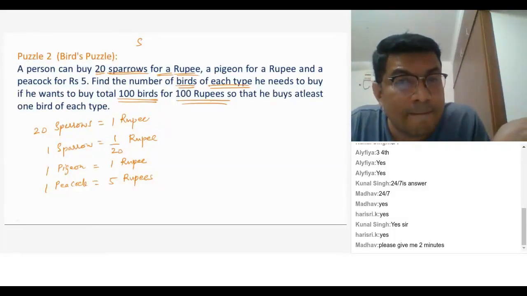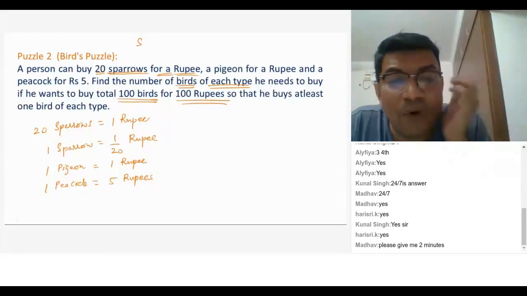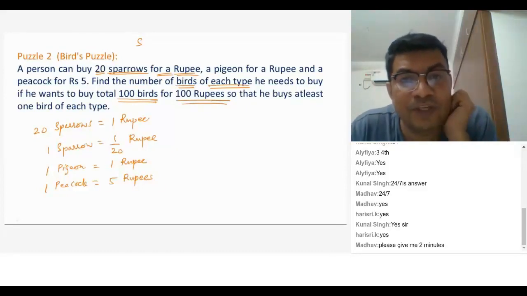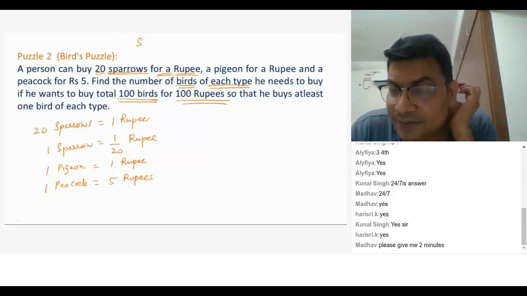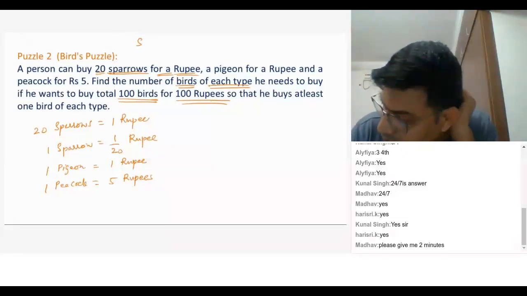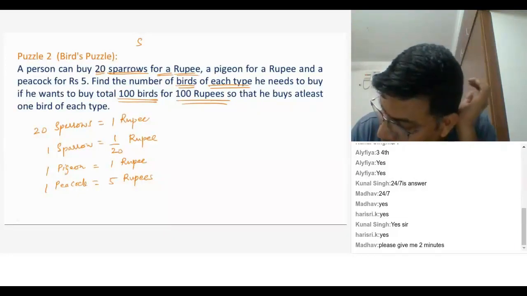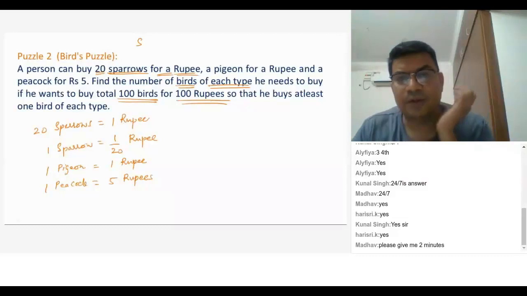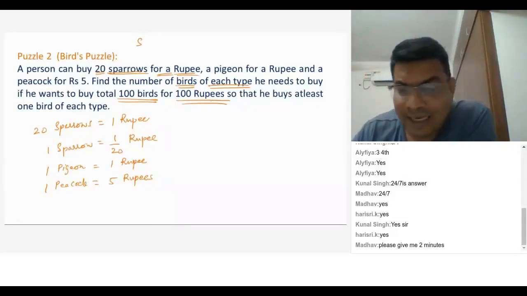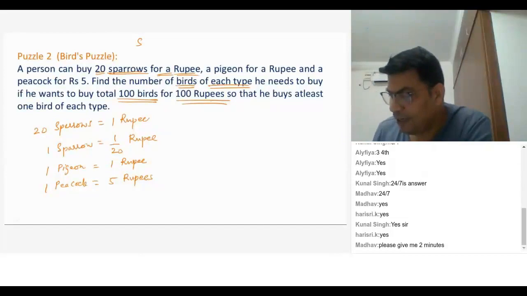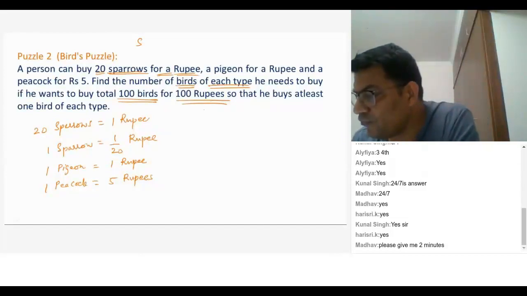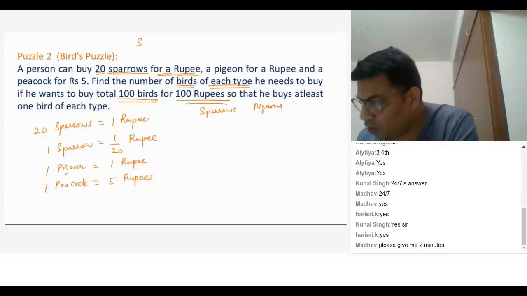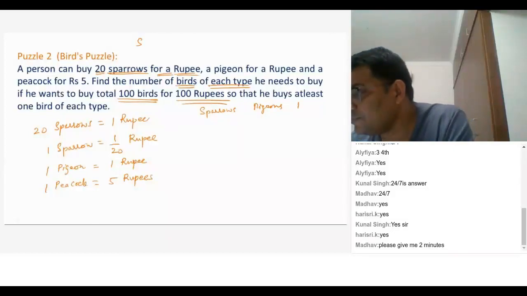Isn't it? Yes. So tell me, what did you understand? We'll solve it later. First, what did you understand? Sir, we have to find the number of each bird. Very good. Correct. So let's take it that way. For your understanding, let me do it here. There are sparrows, there are pigeons, and there are peacocks.